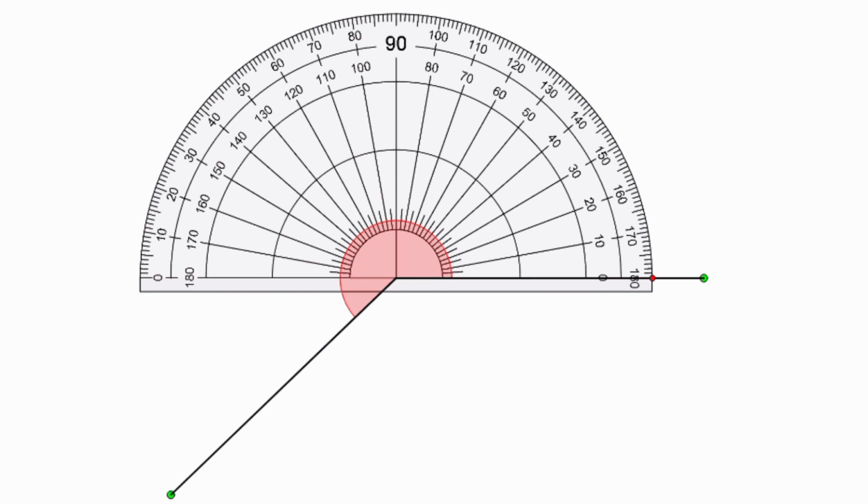Now let's see how to measure the magnitude of a reflex angle. So this is a reflex angle. You can see that the red portion highlighted here is greater than 90 degrees, it's greater than 180 degrees. So we can say that it is a reflex angle. So how do we measure it, because the protractor has only 180 degrees? When it is greater than 180, it's a reflex angle.